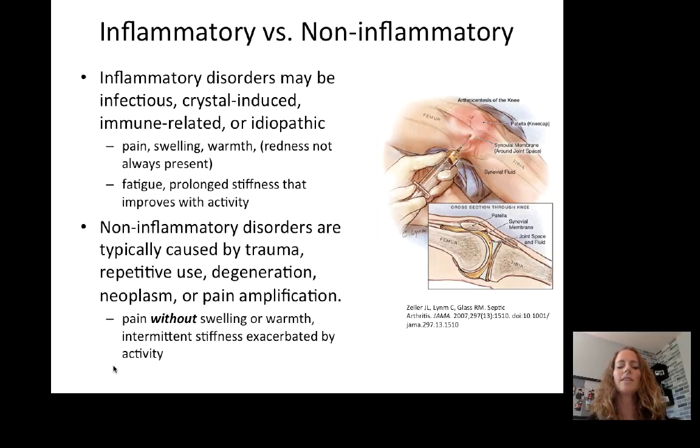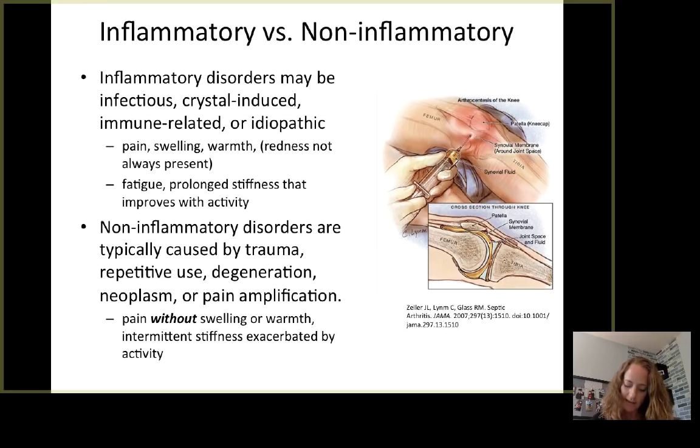The patient will often then complain of fatigue and prolonged stiffness that improves with activity. So you want to ask, what improves the condition and what makes it worse? So if activity makes it better, you may consider an inflammatory condition.